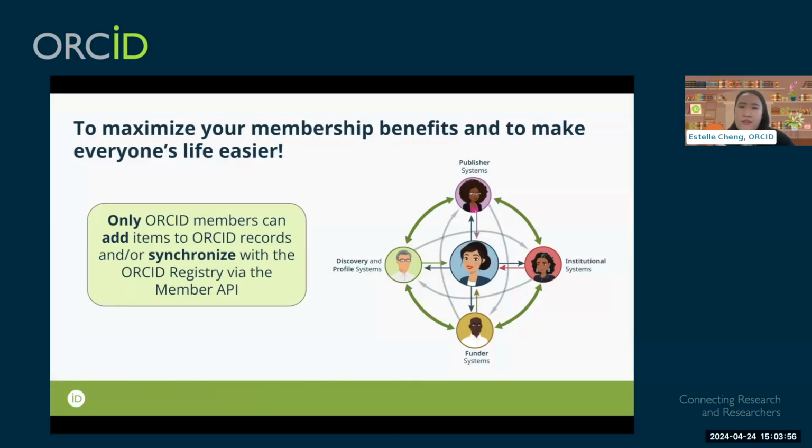As you know, on the right-hand side, you can see a little graphic. ORCID works with different systems, from publishers to institutional or funding systems. If you are a member, those systems can connect to the ORCID registry by using the member API to make your research information interoperable.